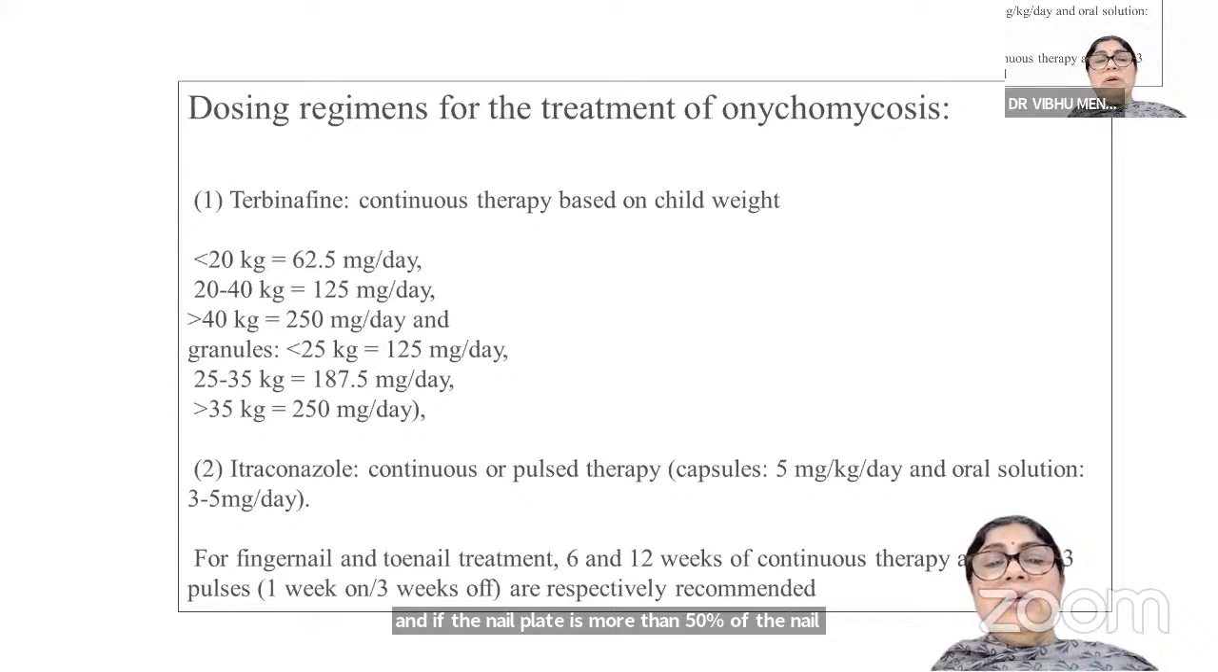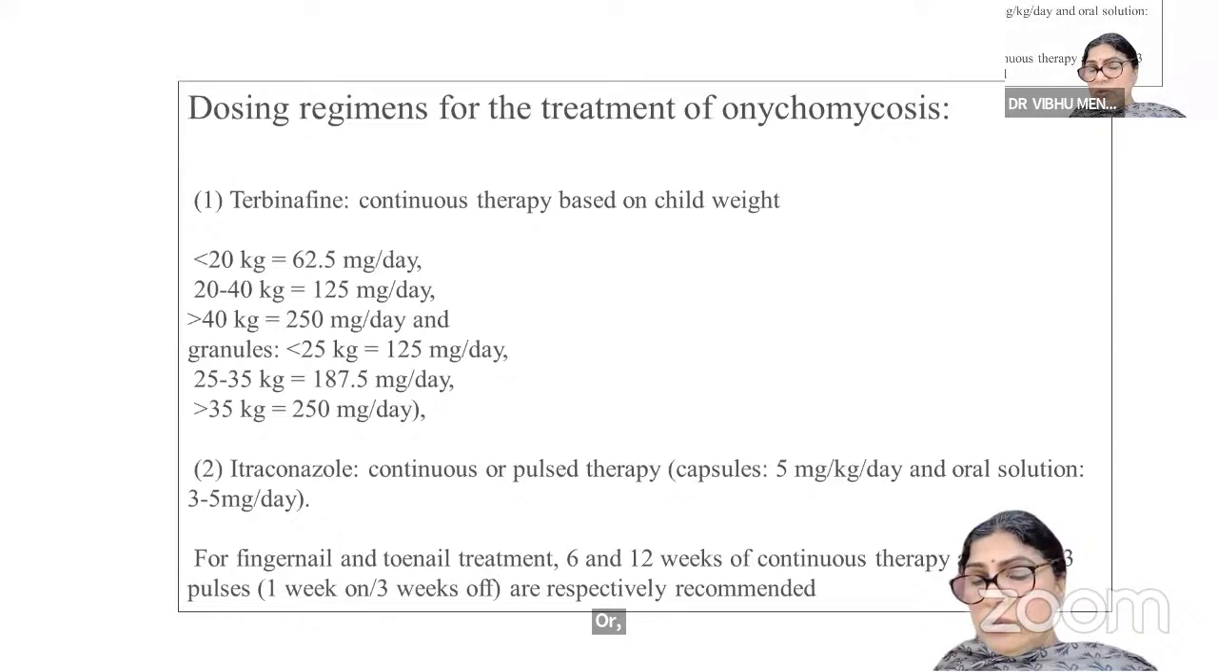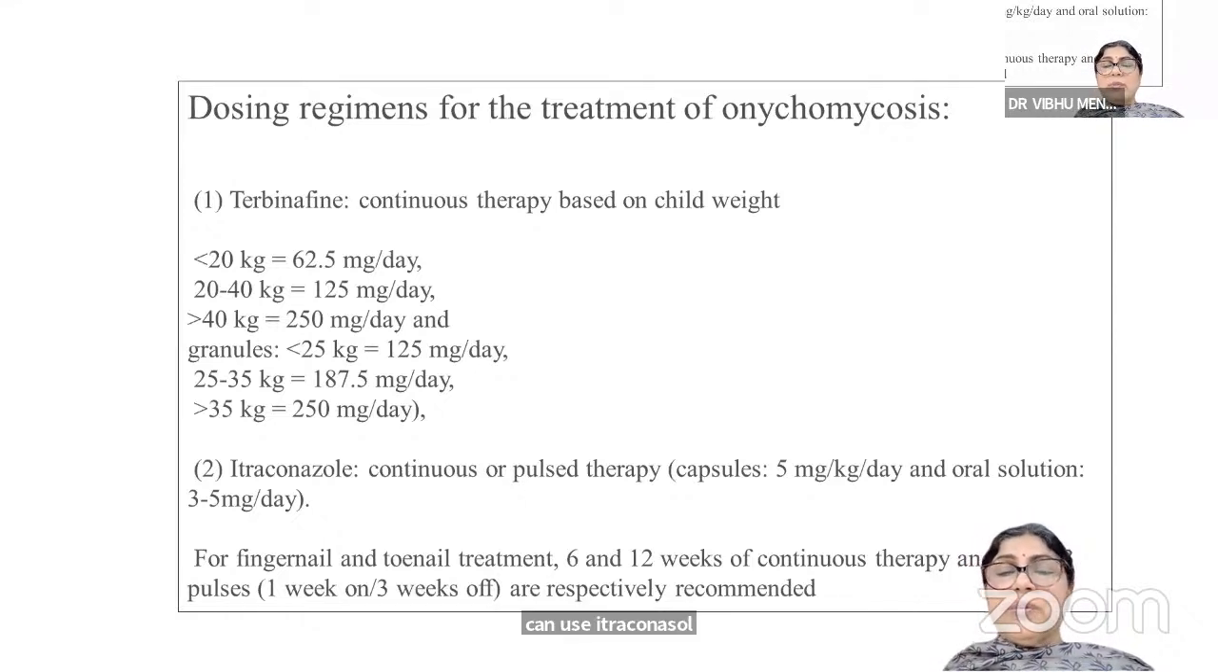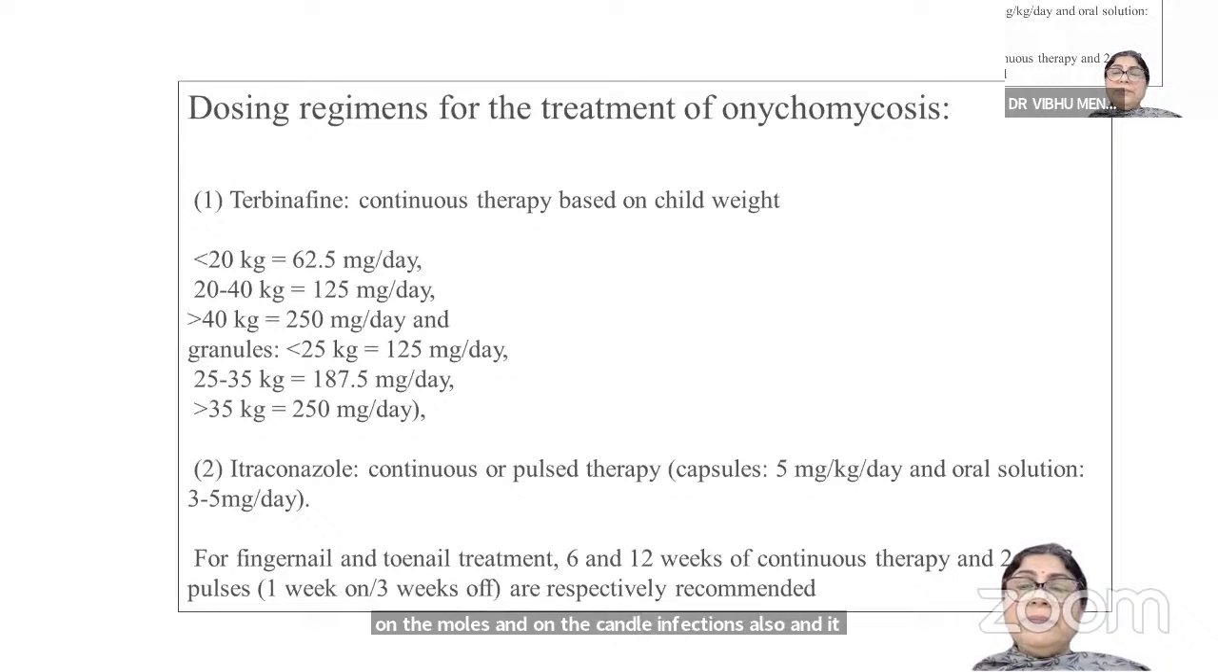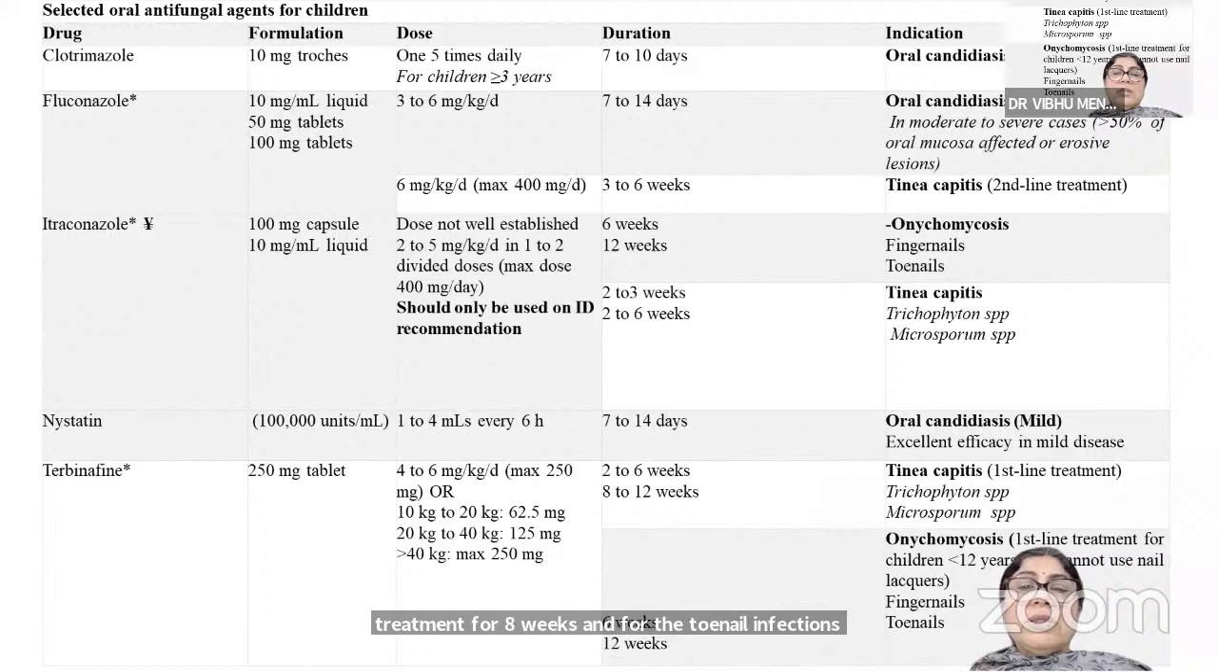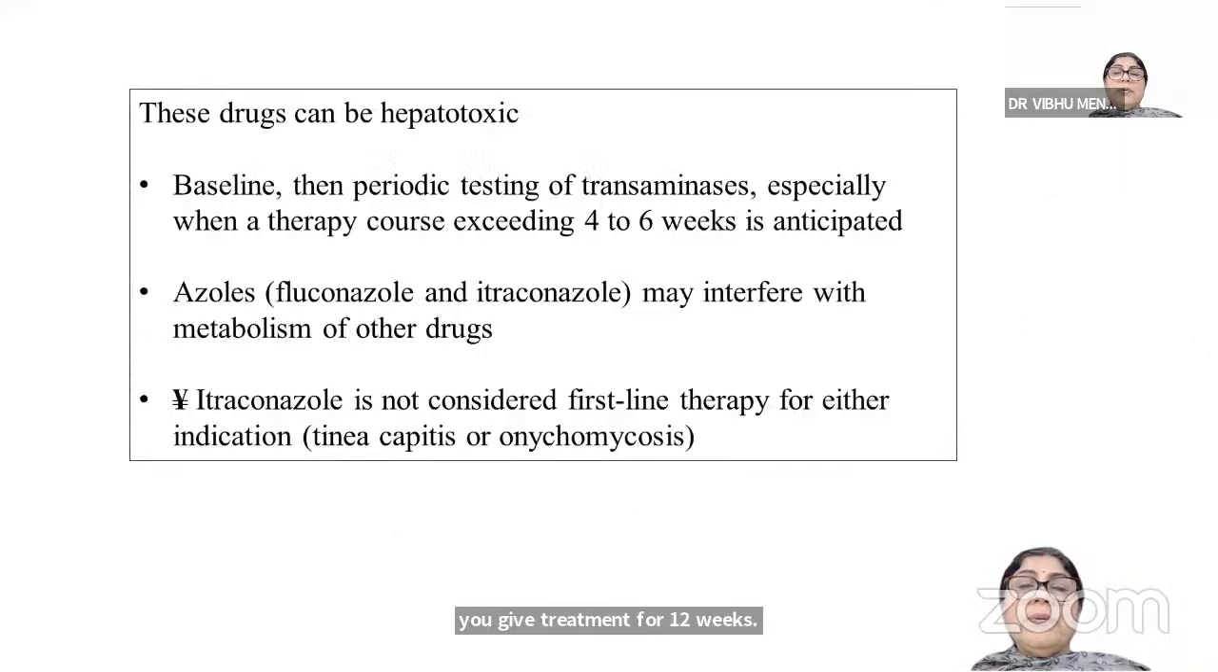We use terbinafine or itraconazole. Terbinafine is dosed based upon the weight of the child, and we can use itraconazole. Itraconazole is more broad spectrum, and it works well on the molds and on the candidal infections also, and it is given in a dose of 5 milligram per kg per day. You can give continuous therapy or you can give pulses. So for the fingernail infections, you give treatment for 8 weeks, and for the toenail infections, you give treatment for 12 weeks.